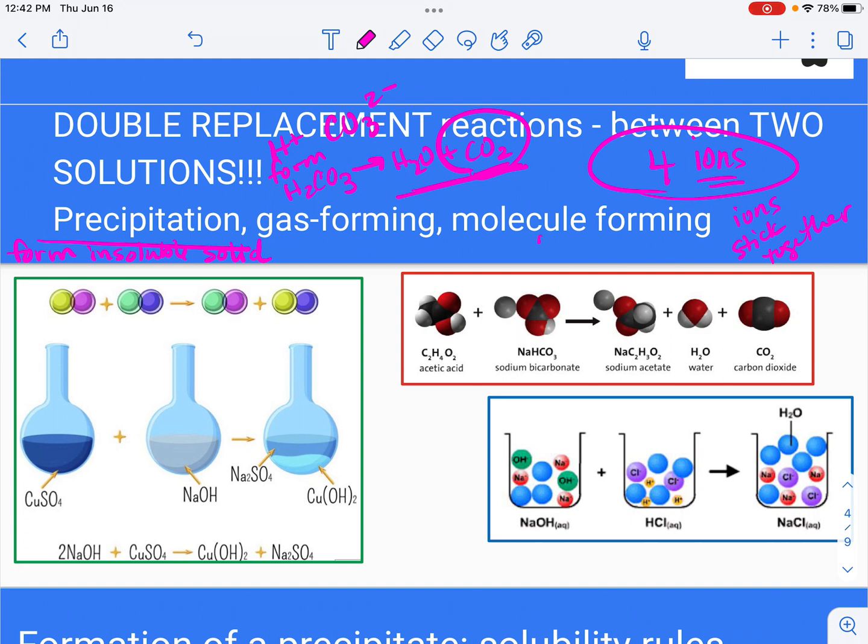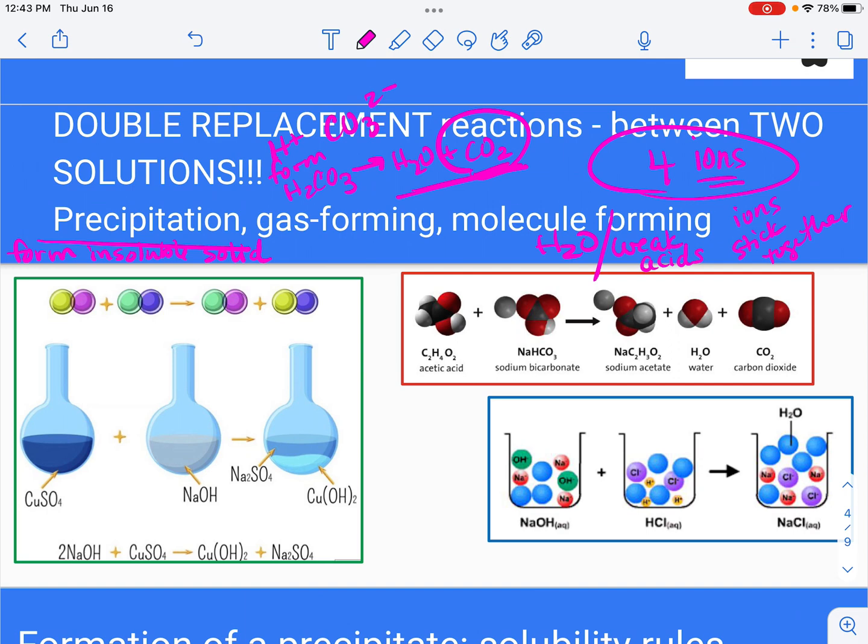We also could form other molecules. We might form just water. Or we might form weak acids, and those would be molecules. So we're going to explore each of these in a little bit more depth as we look at this part of this topic, but I definitely want you to have an idea of what's coming.